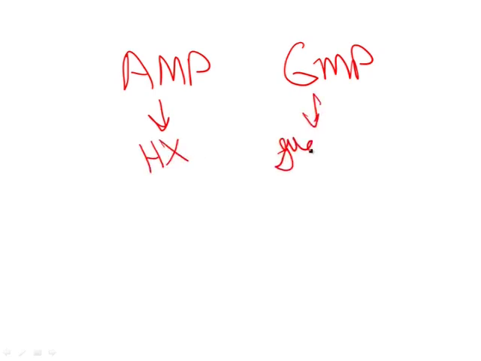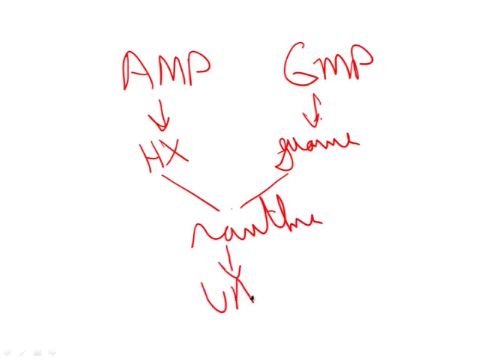Remember that important breakdown products from the purine pathway will be AMP and GMP. The AMP will then be broken down into hypoxanthine, and the GMP will be broken down into guanine. And of course, the hypoxanthine and the guanine can eventually result in the formation of xanthine. And the xanthine can eventually result in the formation of uric acid.